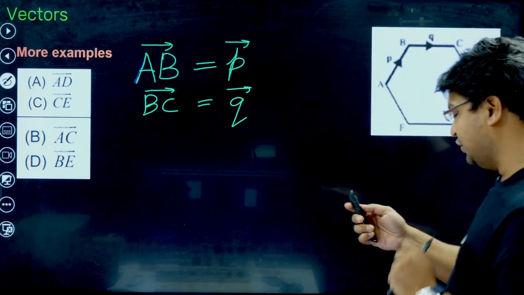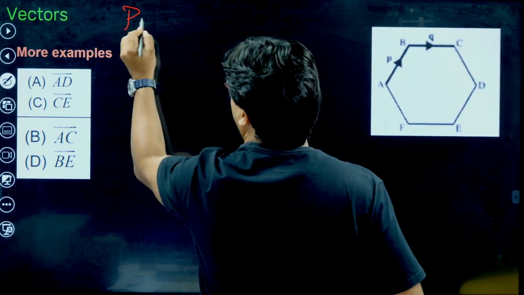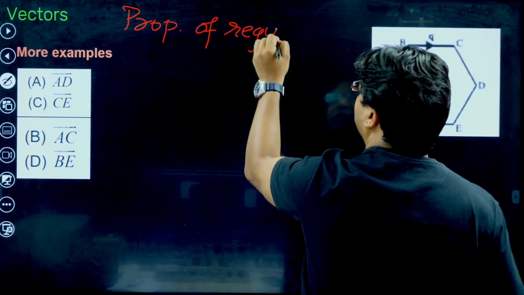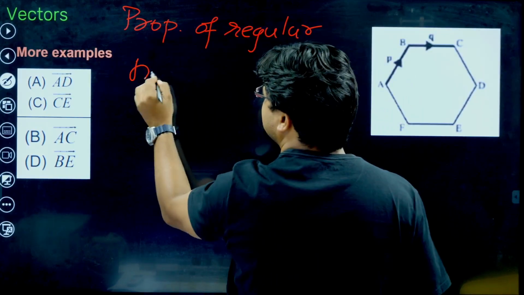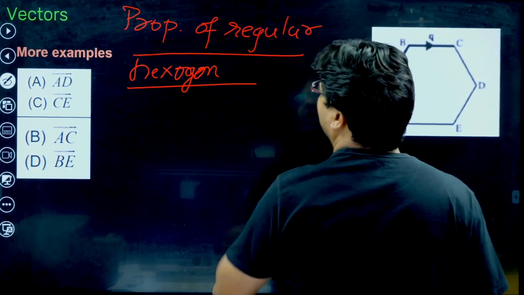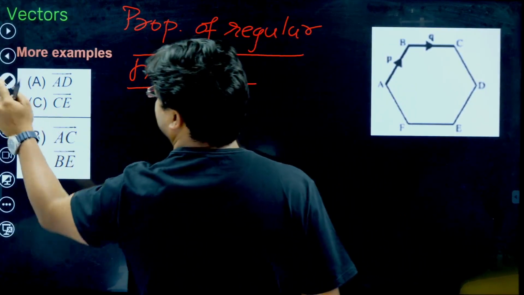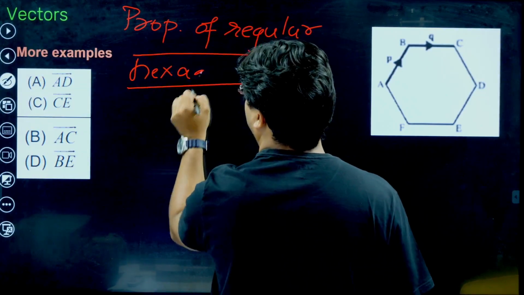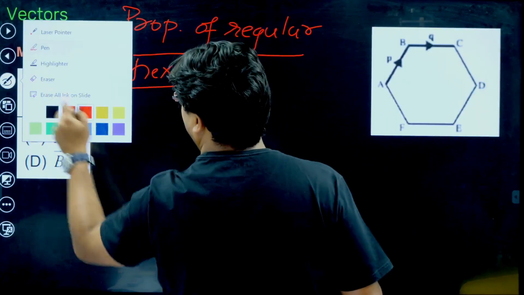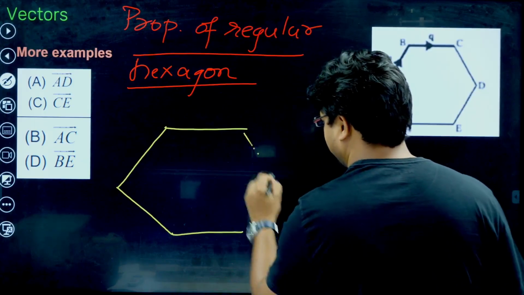To do this, what you must first know is the property of regular hexagon. So let's first talk about some property of regular hexagon, because the question is using that. Whatever I'm going to tell you, you will agree with me. It's simple only. So a regular hexagon looks somewhat like this, all sides being equal.